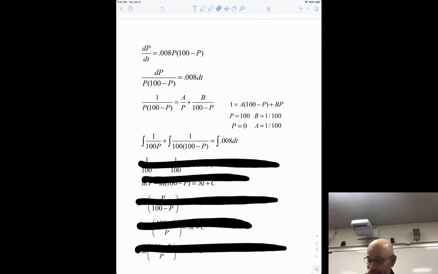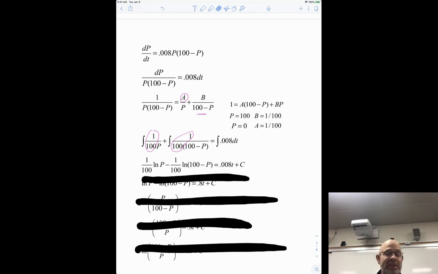So I broke it up into the two fractions, 1 over 100p. So this is my A, right? The 1 over 100. It's the A over P. And then this is the other 1 over 100 over 100 minus P equals 0.008t dt, sorry. Natural logs for both of these. 1 over 100 times the natural log. The 1 over 100 is a constant, it just factors out. So the 1 over p is the natural log of p. The 1 over 100 minus p is a negative natural log of 100 minus p, because I would have to do a quick little u substitution there. And then the other side, 0.008t plus c.